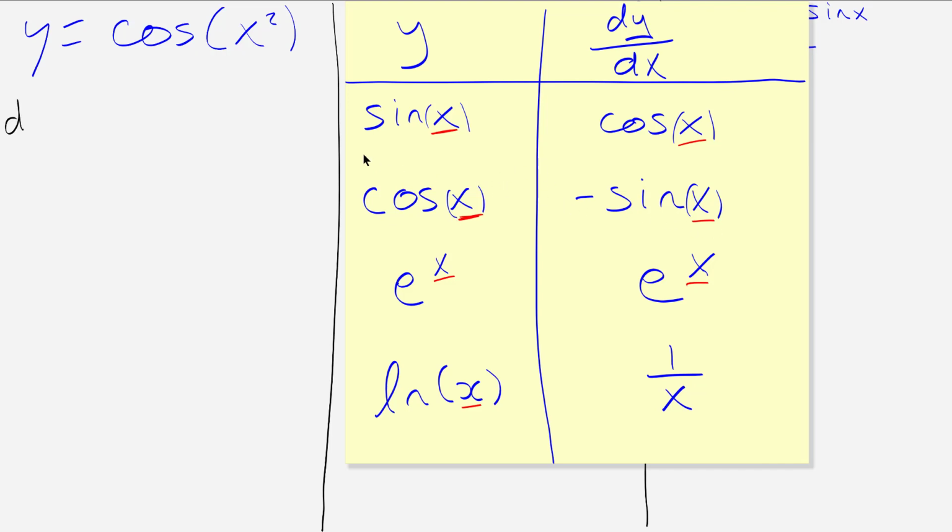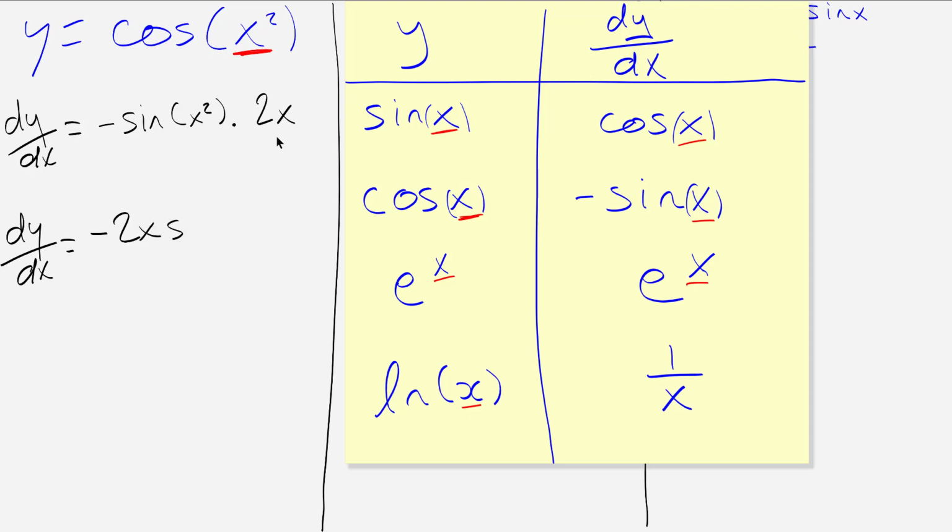So in this case, we can say that dy/dx is equal to, well, if cos x differentiates to minus sine x, then the cos of x squared differentiates to minus the sine of x squared, times, then we zoom in and differentiate the inner function. So differentiating x squared, that is 2x. So dy/dx is minus the sine of x squared times 2x. Tidying that up, dy/dx is equal to minus 2x sine x squared.